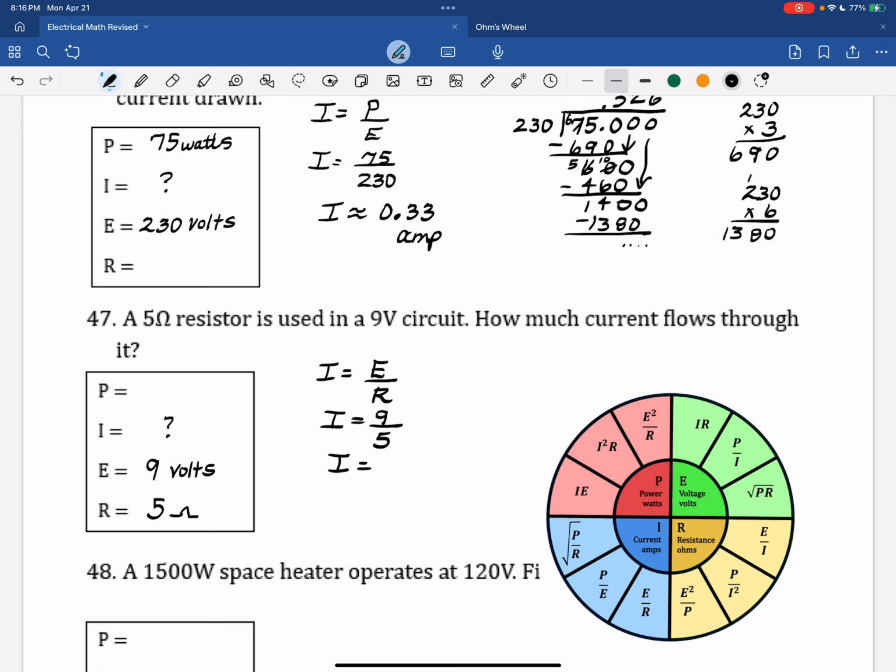I know that 5 goes into 9 one time with 4 left. That's 1 and 4/5. If you need to divide it through, you surely can. Add a 0, and you'll get it to terminate. 1.8, and that's current, so we're looking for amps.